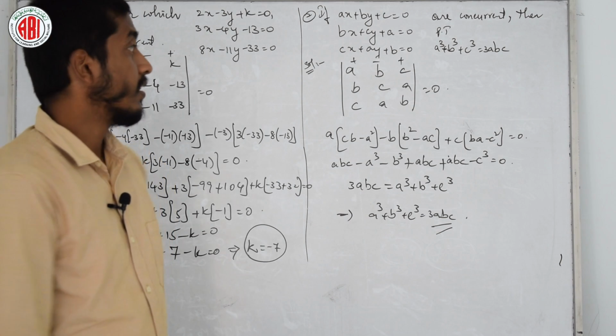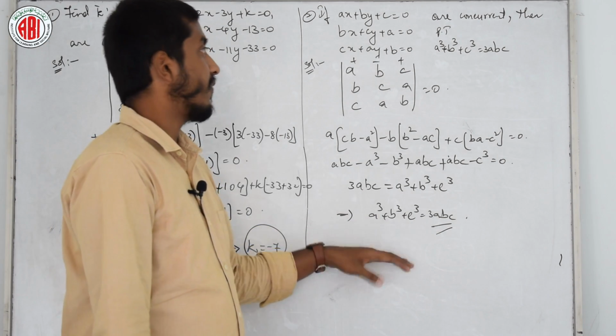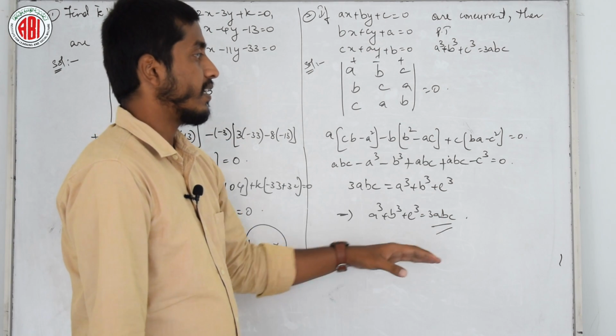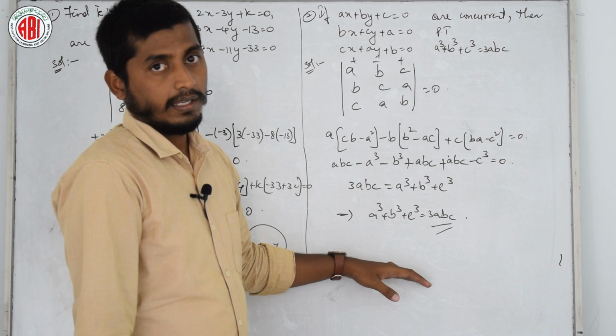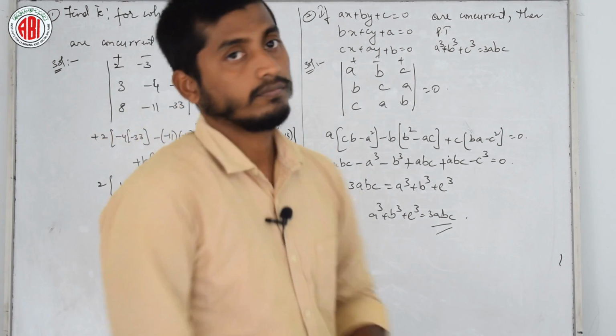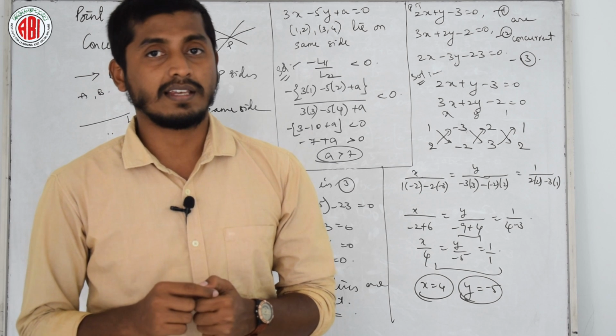Is it clear? This is how we find the different concurrency conditions and other things. Is it okay? Done. These are the topics for today. Let's discuss the remaining concepts in the next class.